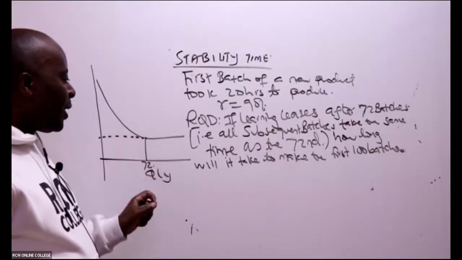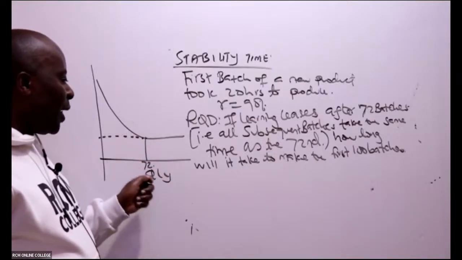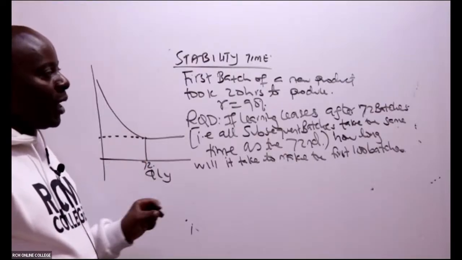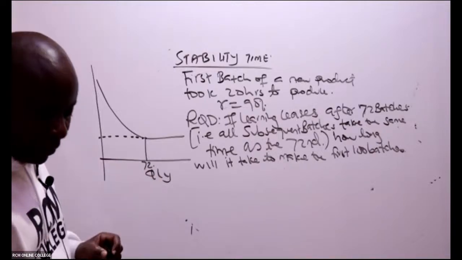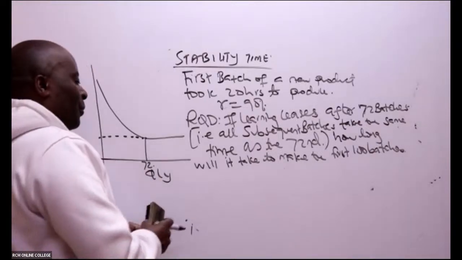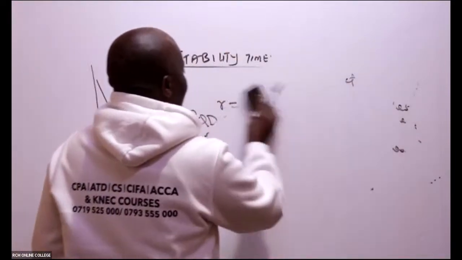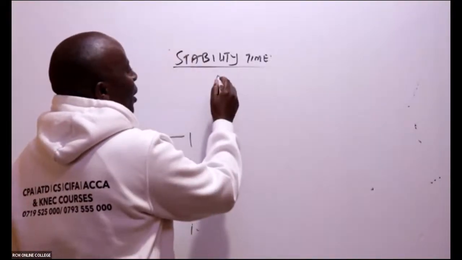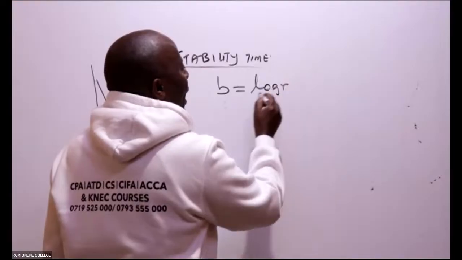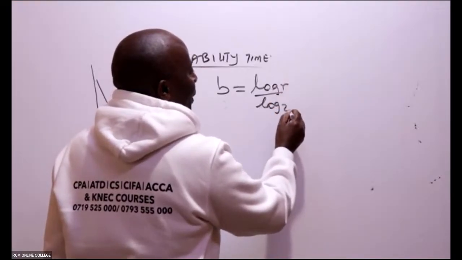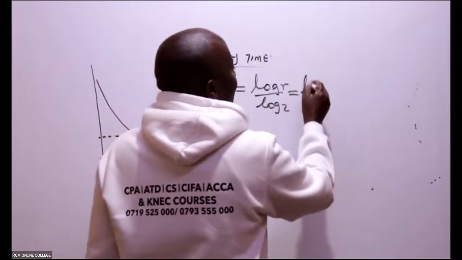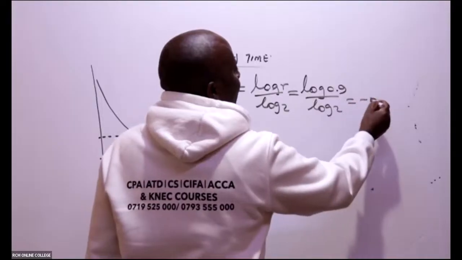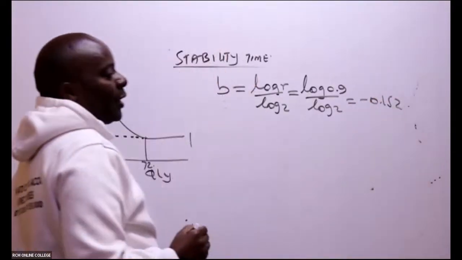So the first thing, ladies and gentlemen, you shall do in this kind of question is to calculate the stability time. How do you calculate this stability time? First of all, give us the learning curve equation. We know that B is log R divided by log 2. Even if we know what B is, it will be very important for us to substitute over log 2. I'm sure you are now used to that: minus 0.152.